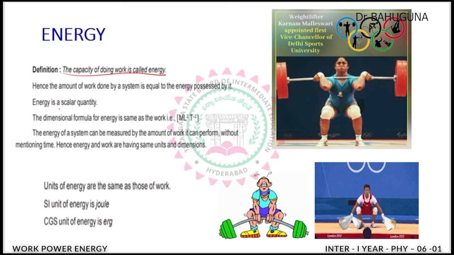And what is the dimensional formula? It is same as work, ML square T minus 2. Energy is a scalar quantity. What is the dimensional formula? ML square T minus 2, because work and energy are same. What are the units? Same. Joules in SI system and ergs in CGS system.